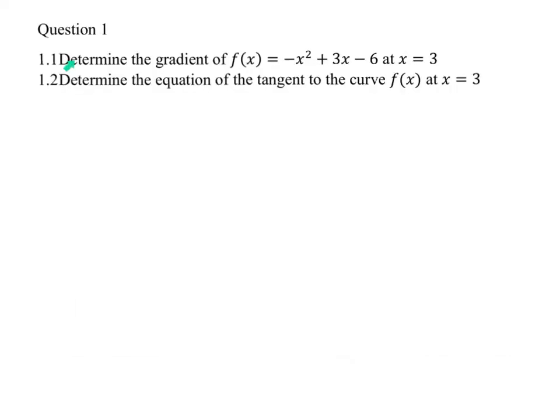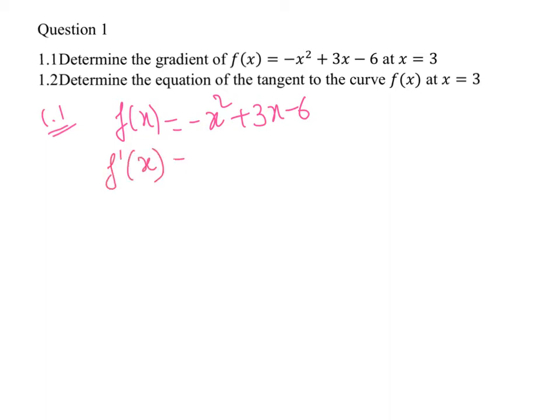Let's look at the question. Determine the gradient of f of x at some point. So we have this function f of x is equal to negative x squared plus 3x minus 6. So you have to find the gradient of f of x. That means I'll find f prime of x is equal to negative 2x.